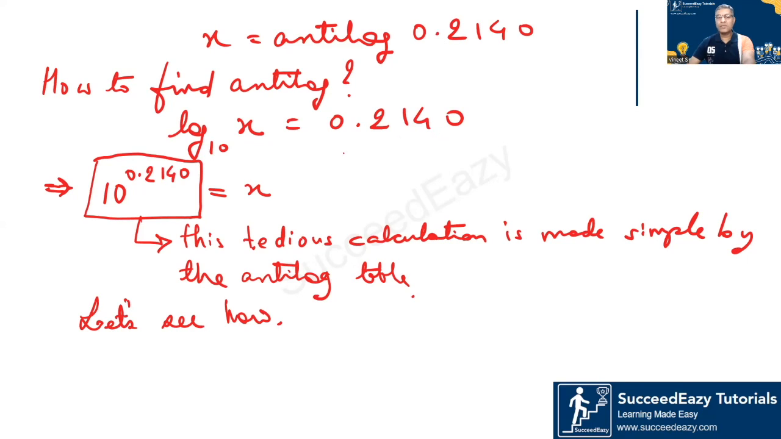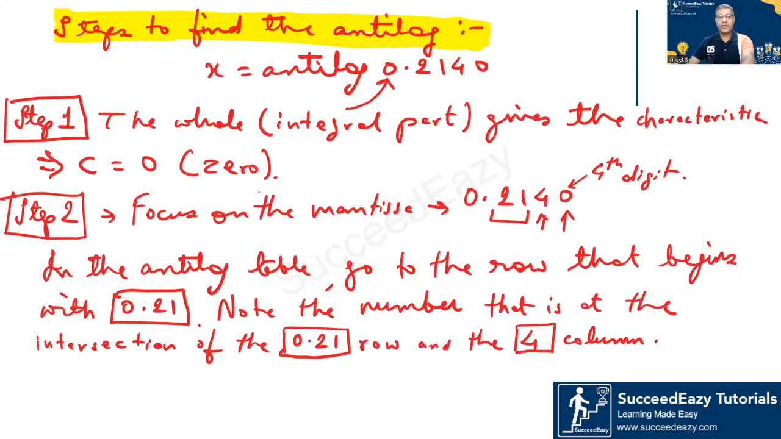That basically means that 10 to the power 0.2140 is x, but this will be a very tedious process. This is just to show you that the value of x will be 10 raised to 0.2140. That will be the actual value, but we don't need to calculate this. The anti-log table does the work for us. Let's see how. Steps to find the anti-log. So x is equal to the anti-log of 0.2140.